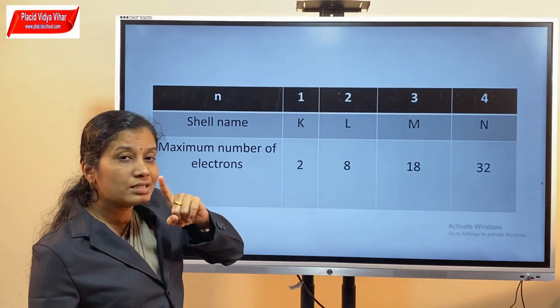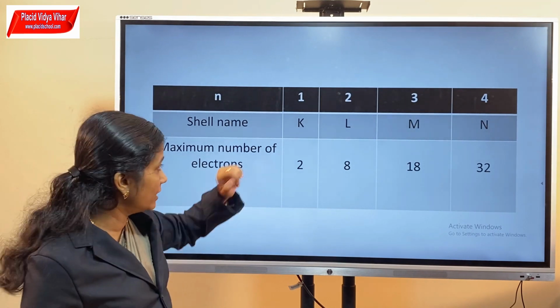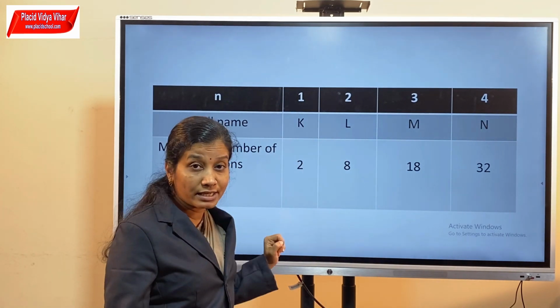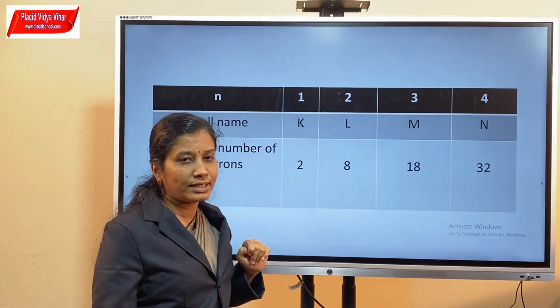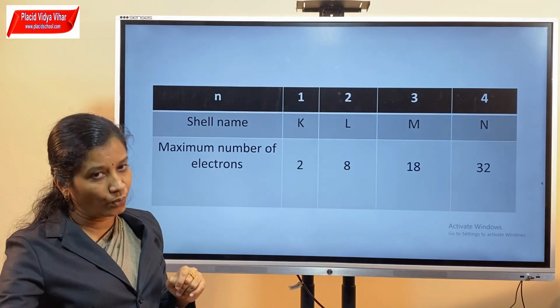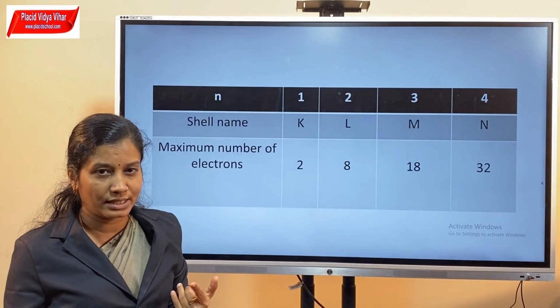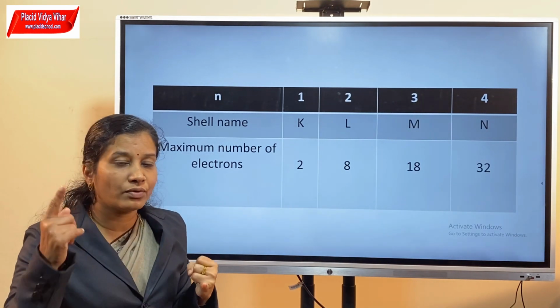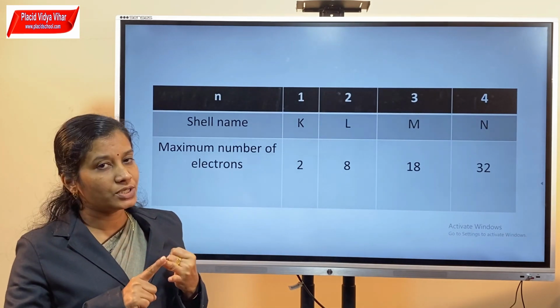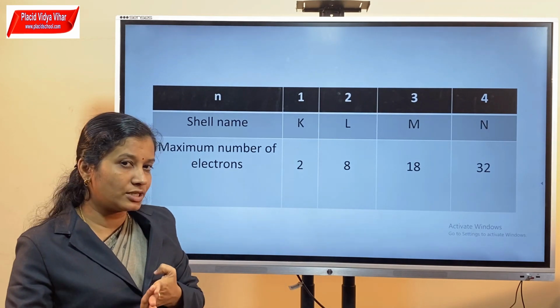Then the first shell is named as K shell. The second shell is named as L shell. The third one is named as M shell. And the fourth one, N, and so on. So these are the names of the shells. So n can have values 1, 2, 3, 4, etc. And what is the name of that shell? K shell, L shell, M shell and N shell.